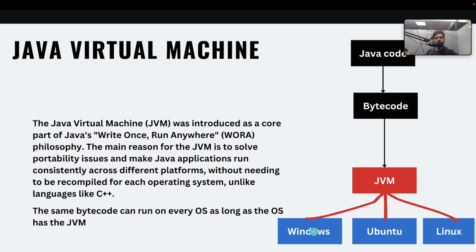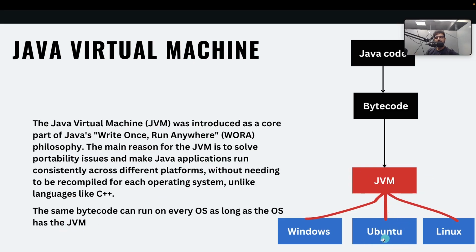When you start a JVM, doesn't matter where you start, the same thing starts, which is why if this Java code is compiled on any operating system, doesn't matter. Since it is not directly running here, it is running here. It just runs everywhere. You write once, compile once, run everywhere. The same bytecode can run on every operating system as long as the operating system has a JVM.